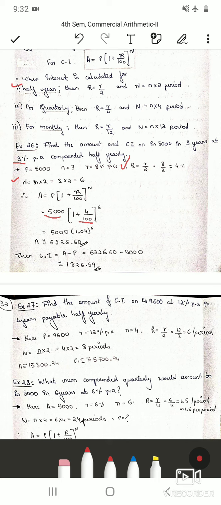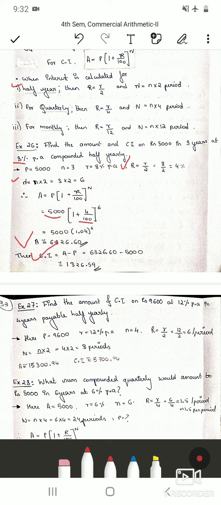So using your calculators you can find out 1.04 whole raised to 6. What you have to do, type 1.04, then press the multiplication symbol and then equal to 5 times, then you will get the answer of 1.046. For that answer again you multiply 5000, you will get it as 6326.60 as amount. So we have found amount.